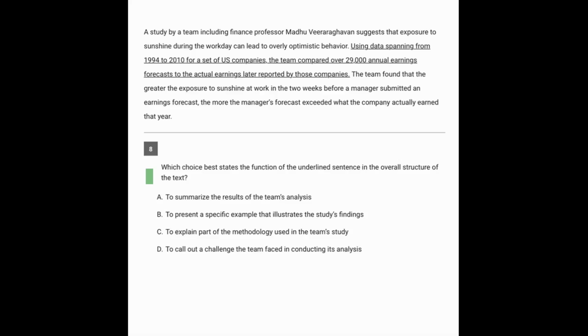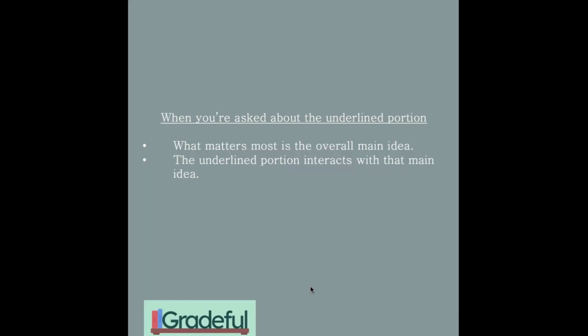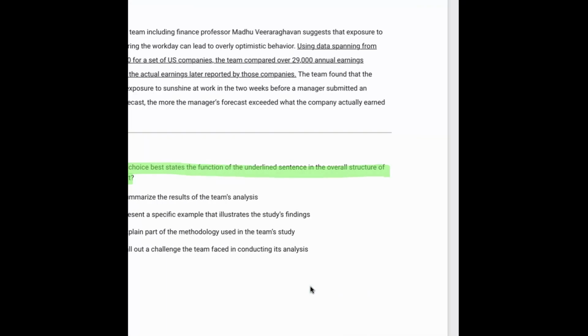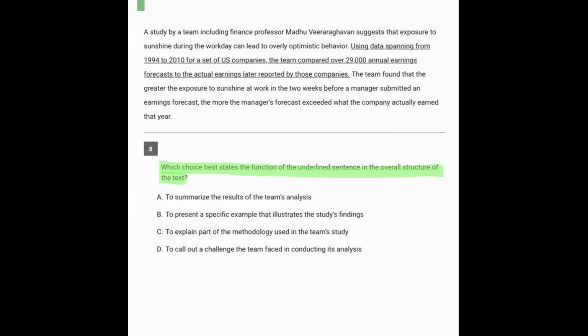Now going over to question 8, we always start with the prompt, and here the prompt is asking us for the function of the underlined sentence in the overall structure. And when you're asked about the underlined portion, what matters most is the overall main idea. The underlined portion is just something that interacts with that main idea. So let's find out the main idea.